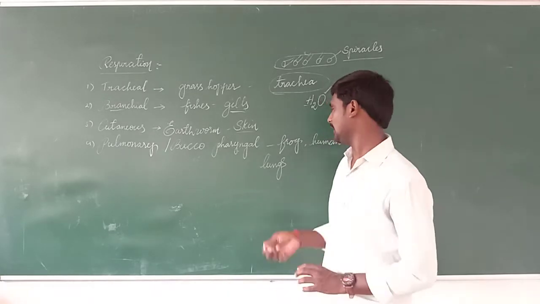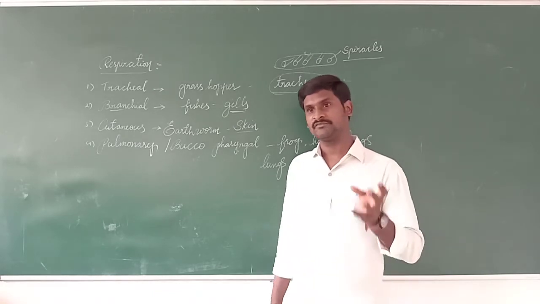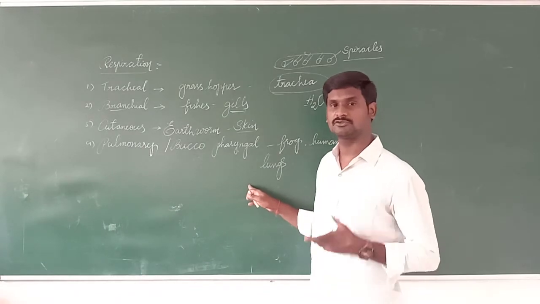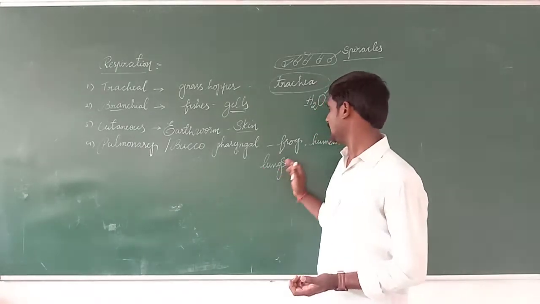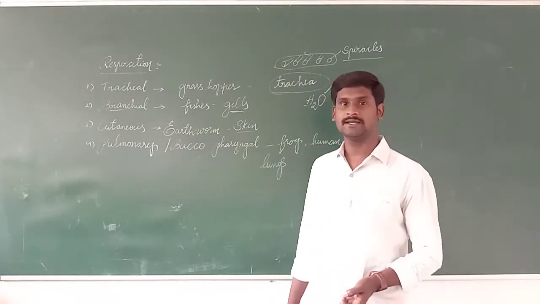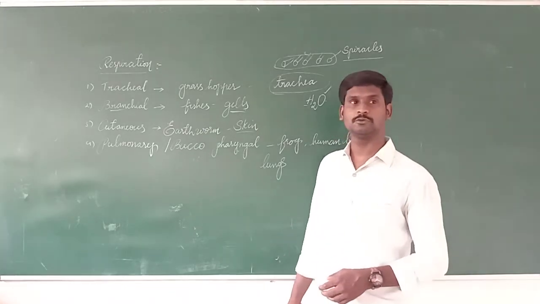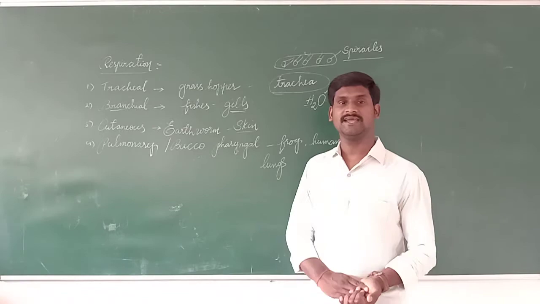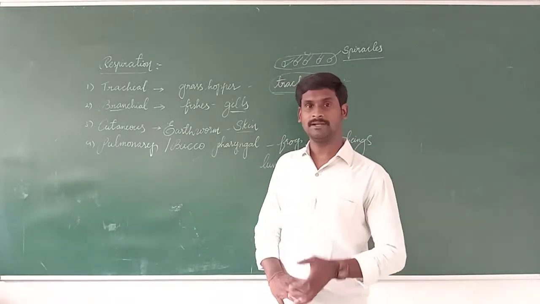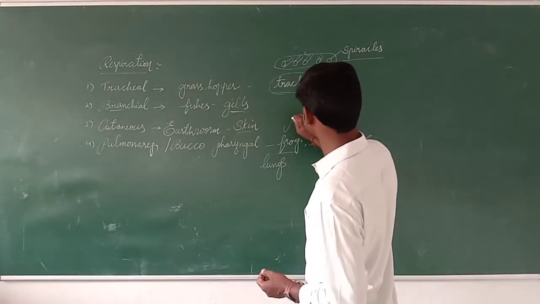That type of respiration is called pulmonary respiration. The respiration which occurs through lungs is called pulmonary respiration, also called bronchopharyngeal respiration. These are some types of respiration which help in the exchange of gas in human beings and also in frogs. But we can see the frog is an example of an amphibian.